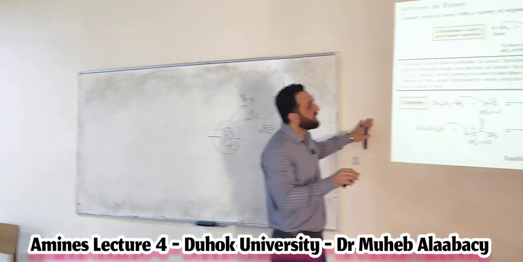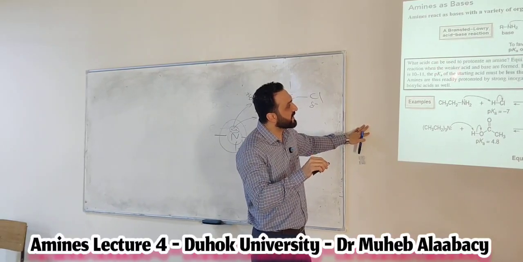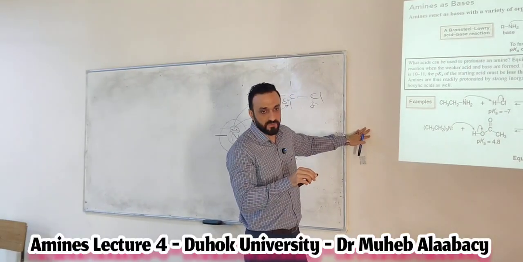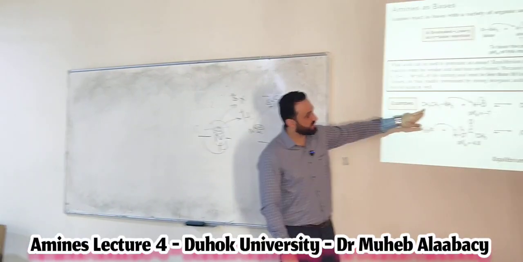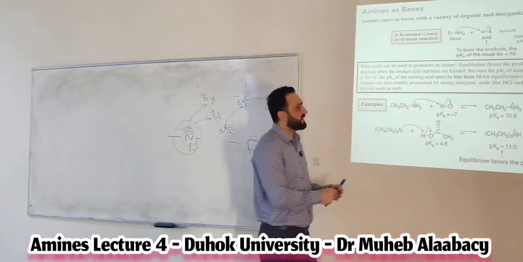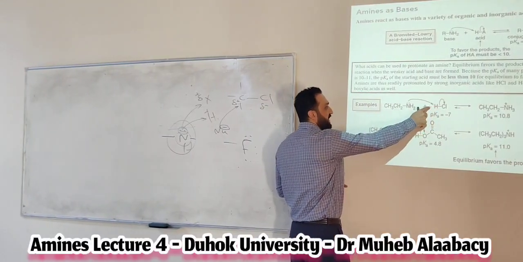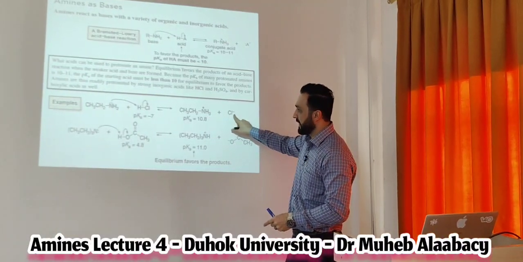Okay, so the equilibrium favors the products of an acid-base reaction when the weaker acid and base are formed. So if you look here, what is this? Amine. This is a primary amine. And this HCl is an acid. It will react. The unshared electron pair takes a proton, meaning it will be converted to the ammonium salt and Cl minus.